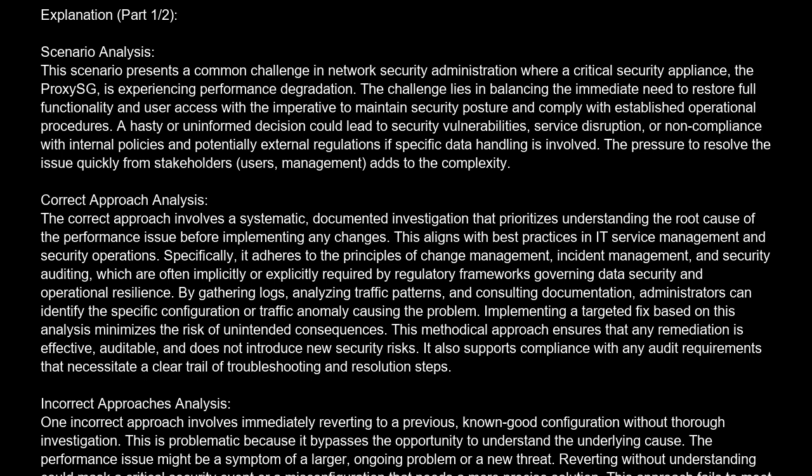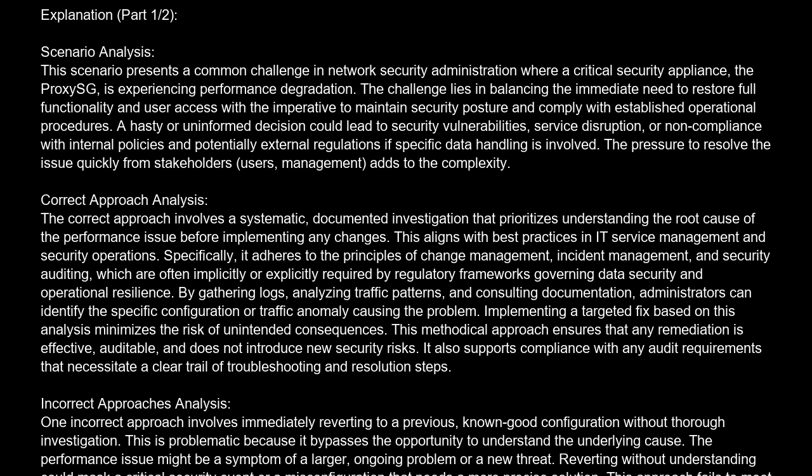Specifically, it adheres to the principles of change management, incident management, and security auditing, which are often implicitly or explicitly required by regulatory frameworks governing data security and operational resilience. By gathering logs, analyzing traffic patterns, and consulting documentation, administrators can identify the specific configuration or traffic anomaly causing the problem. Implementing a targeted fix based on this analysis minimizes the risk of unintended consequences. This methodical approach ensures that any remediation is effective, auditable, and does not introduce new security risks. It also supports compliance with any audit requirements that necessitate a clear trail of troubleshooting and resolution steps.